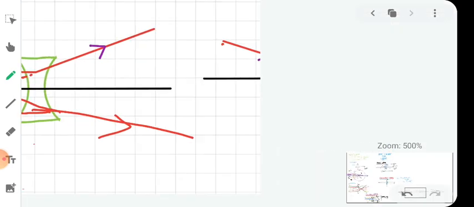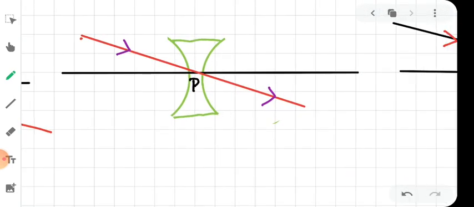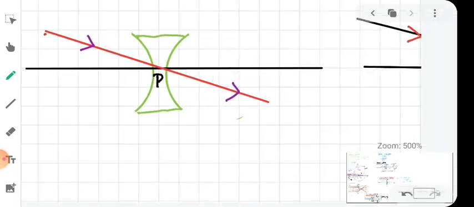Moving on to the second one, the ray traveling through the pole. A ray traveling through the pole is similar to the convex lens, because it also goes undeviated. So the ray goes undeviated.